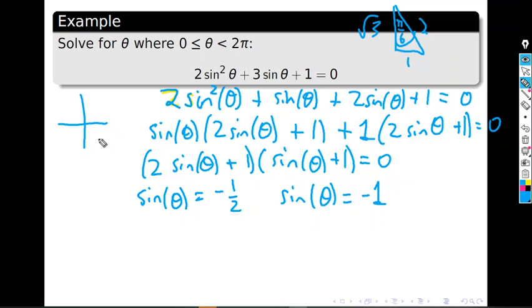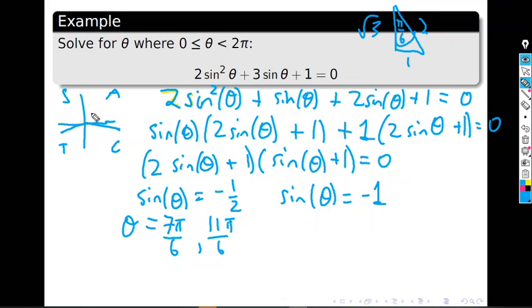But it's when it's negative, so I put out my CAST rule, C-A-S-T. So it's going to be negative there and there. So that's going to be theta in just one revolution, could be pi plus pi on 6, so 7 pi on 6. And 2 pi minus pi on 6, so what's that? 11 pi on 6.